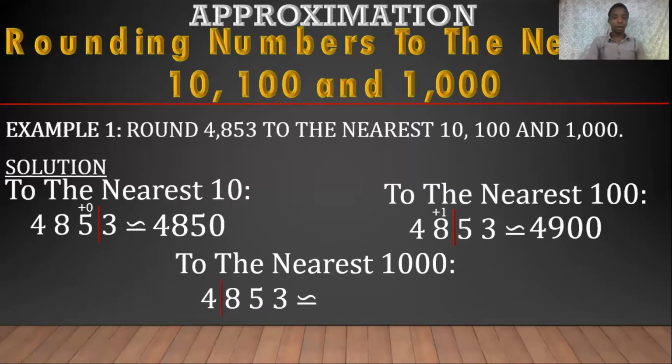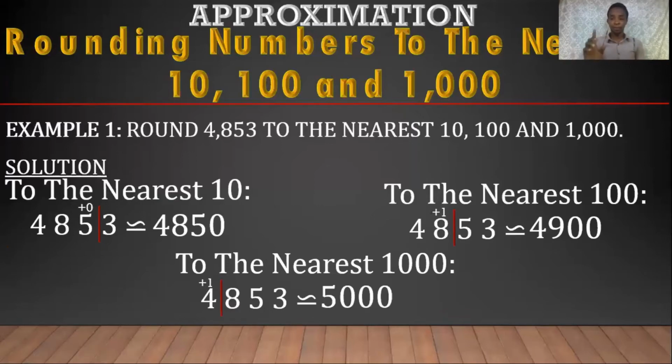So I'll round up. Rounding up, I'll add 1 to my 4, which is at the thousandth place value. So that will be 4 plus 1 right on top, so my answer will be 5. Then every other number after the line will change to what? 0. So I'll be having zeros. So my answer is what? 5,000. That's how you approximate the nearest 10, 100, and 1,000.